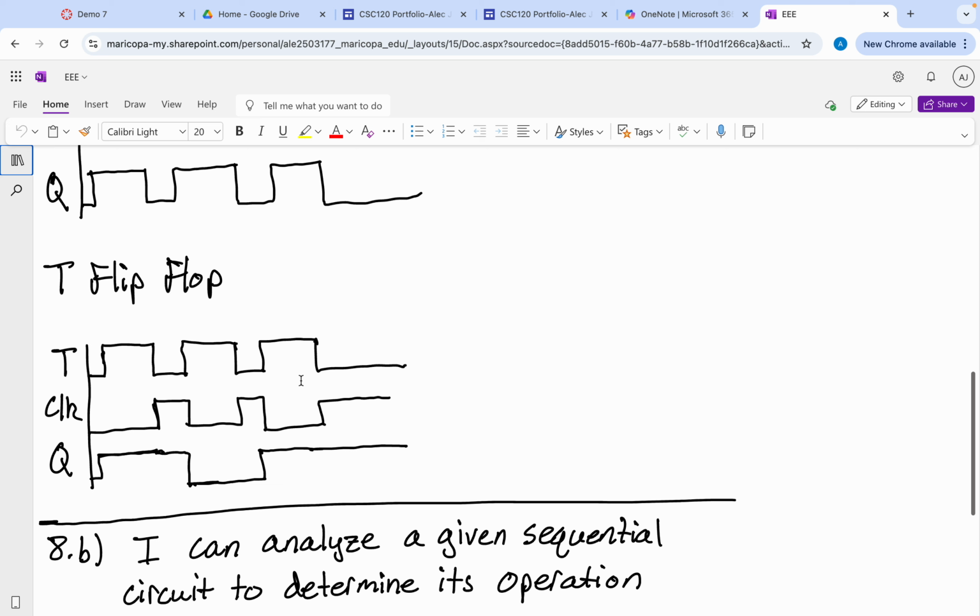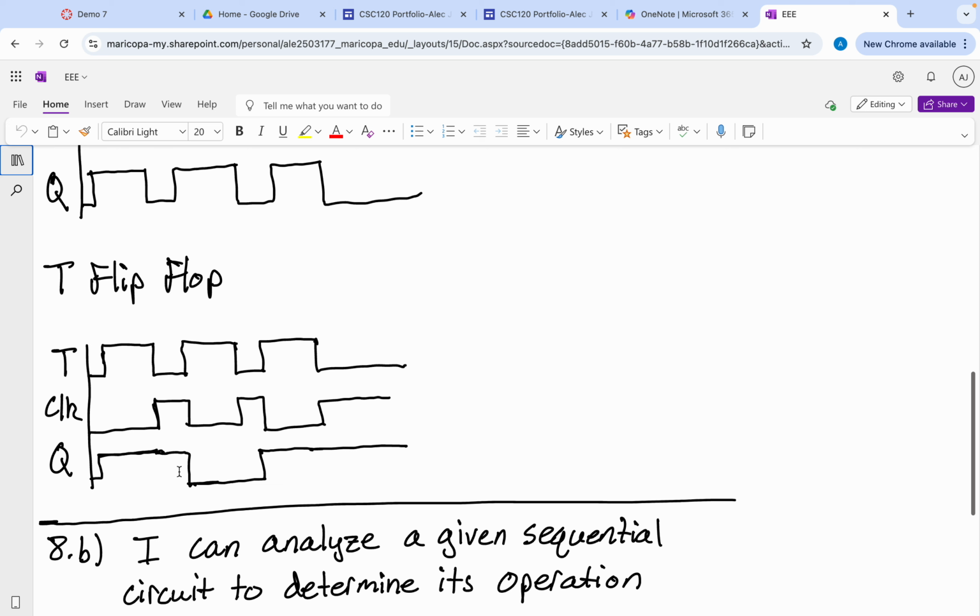For the clock line, as with the D flip-flop, changes happen only on the rising edges. So any rising edge is when changes happen, and the T input is only evaluated during those edges. And then for Q, T equals 1 at clock rising edge, Q toggles, 1 becomes 0 or 0 becomes 1.